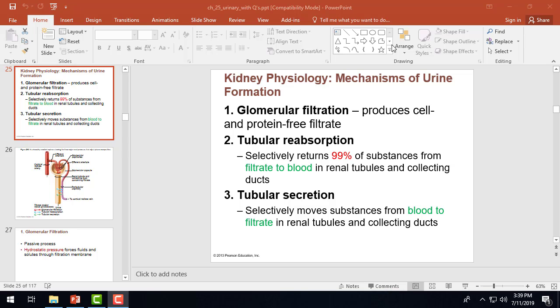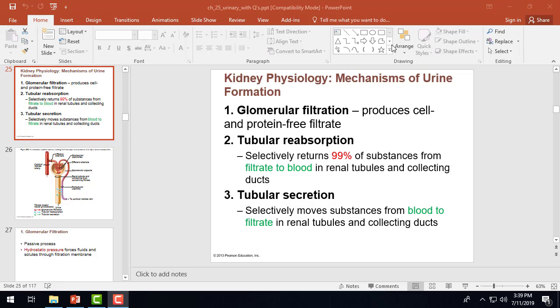And so when urine is made, blood goes in the glomerulus, blood comes out, but filtration happens in here. And we make about 180 liters of what we call filtrate every single day. That's how much we filter.